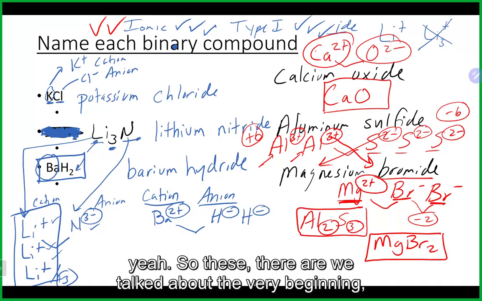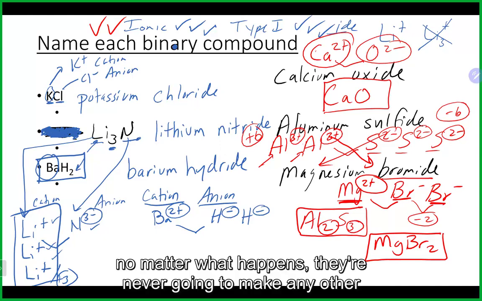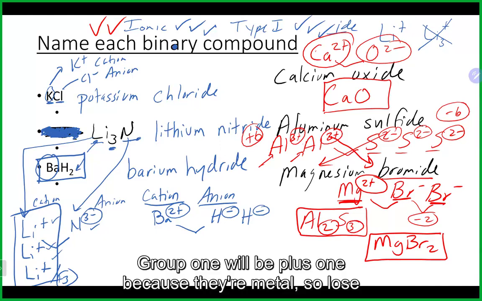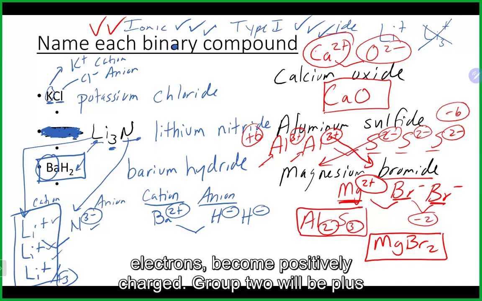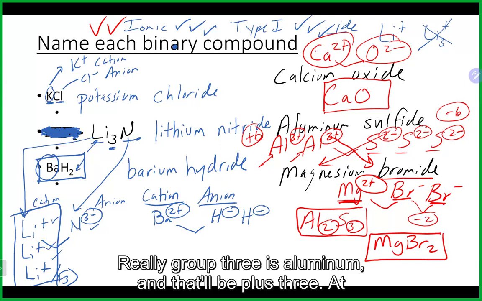Yeah. So as we talked about at the very beginning, there are certain elements that have fixed positive charges. So no matter what happens, they're never going to make any other charge than what they make. And those are, starting over here, group 1 will be +1 because they're metal, so they'll lose electrons, become positively charged. Group 2 will be +2 because they again lose electrons, so they'll be +2. Really, group 3 is aluminum, and that'll be +3.